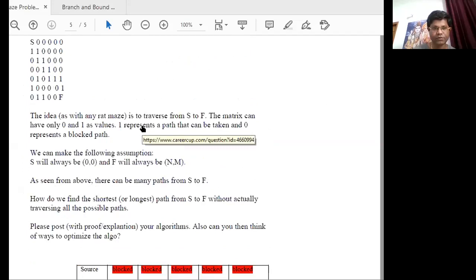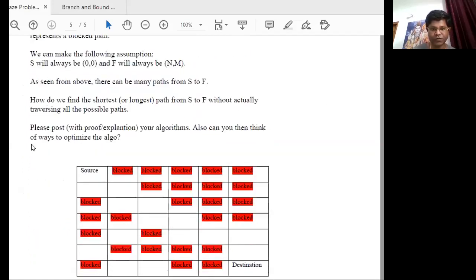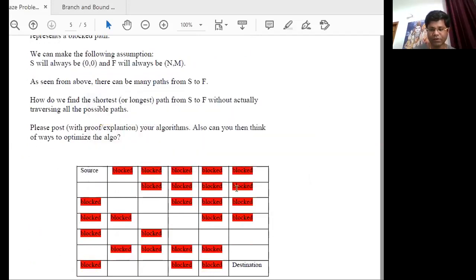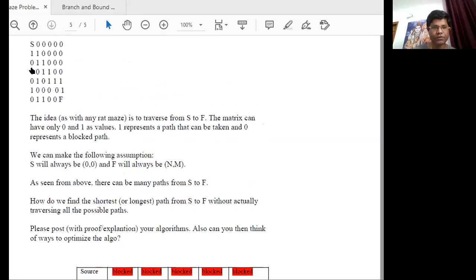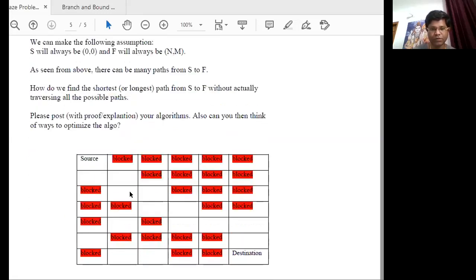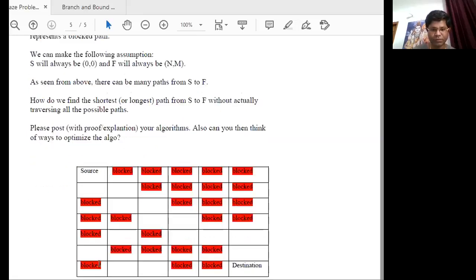For the second row, the entries are 1, 1 and all the other entries are 0. It means blocked. For the third row, 0, 1, 1 and all the entries are blocked. So 0 means blocked. Similarly, for the last row, the entries are 0, 1, 1, 0, 0, F. 0 means blocked, then 1, 1, 0, 0, and the destination is the final destination. So this is our goal node.